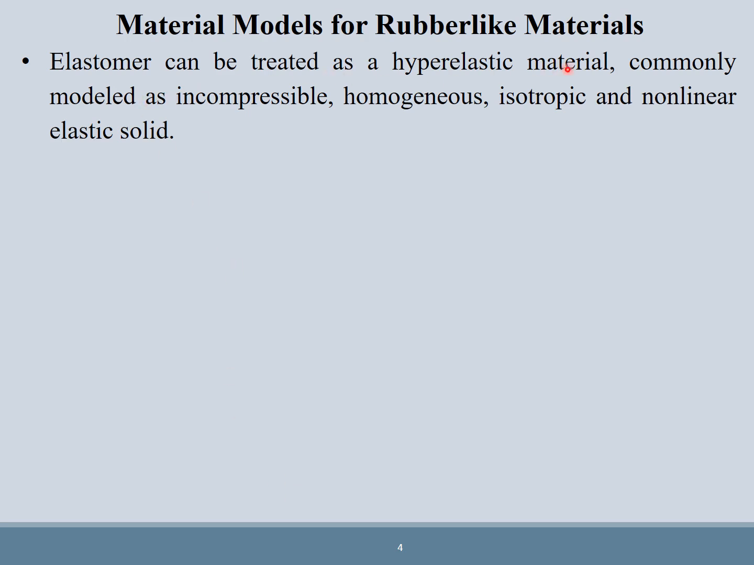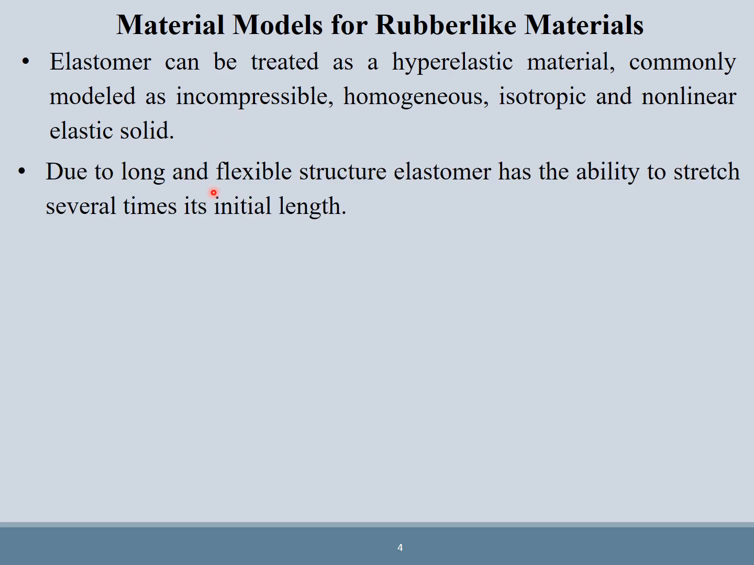An elastomer can be treated as a hyperelastic material, commonly modeled as incompressible, that is, the volume will not change, homogeneous, isotropic, and a non-linear elastic solid. Okay, non-linearity we have seen in the previous diagram, that it's totally non-linear. Isotropic, the properties are assumed to be similar in all directions, and it is homogeneous and generally incompressible. But there are a few material models that include compressibility also. But generally these materials behave incompressibly. So most of the material models follow incompressible material.